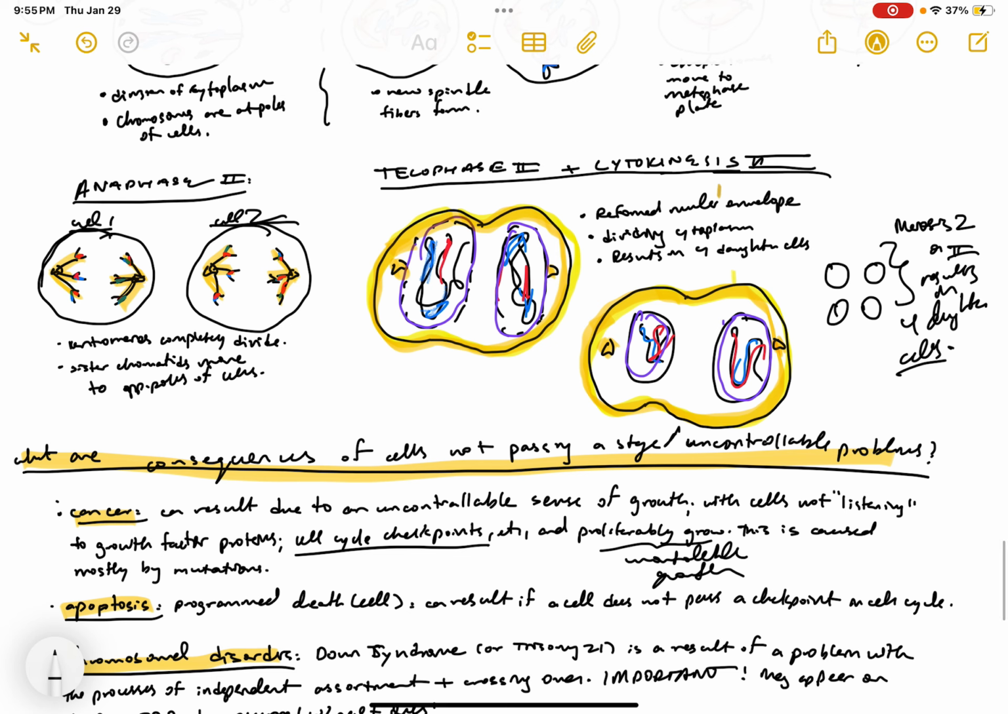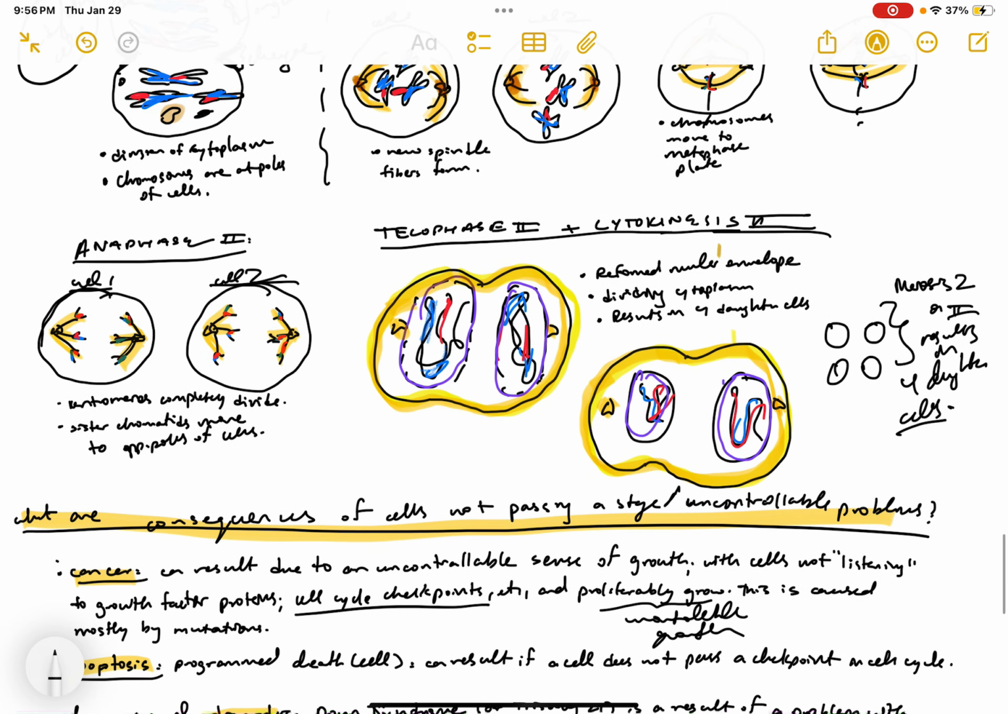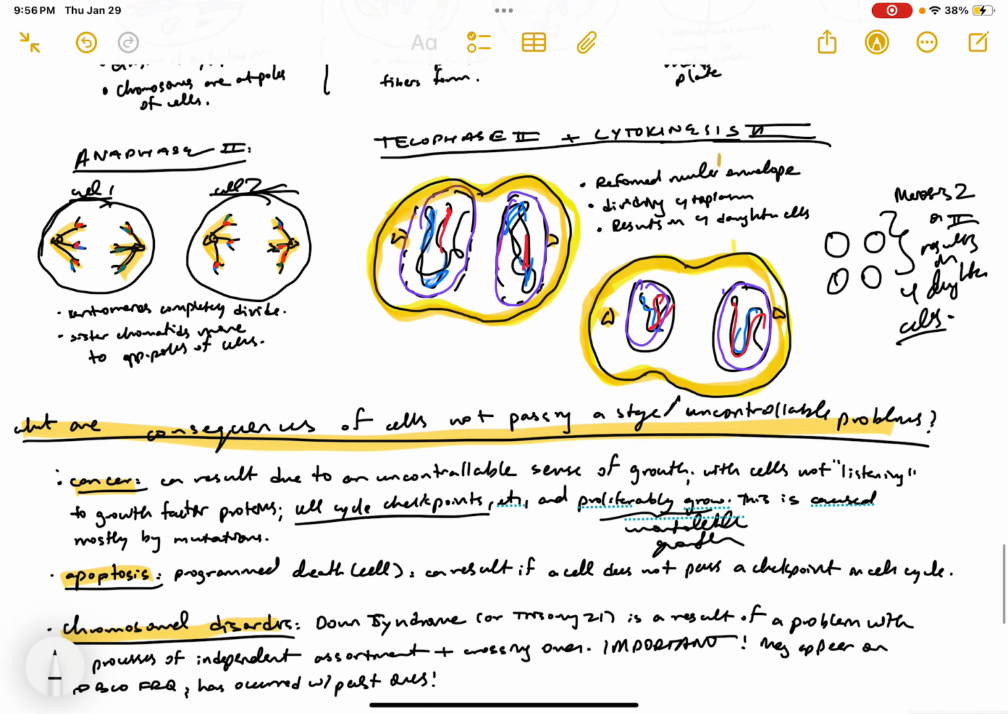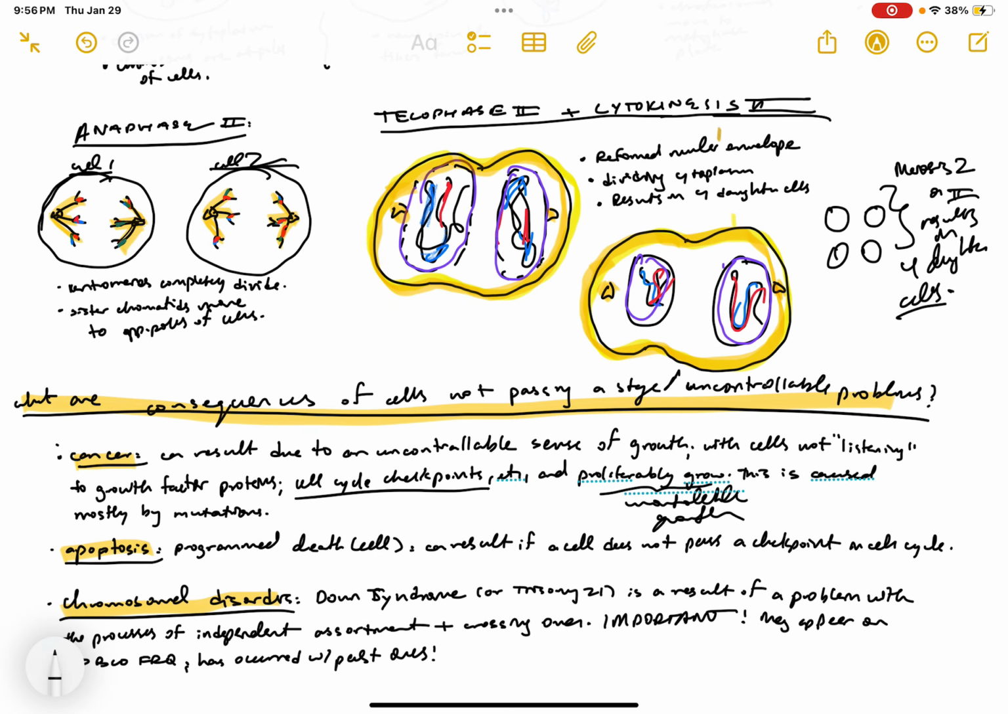Then there is apoptosis, which is programmed cell death. This can result if a cell does not pass a checkpoint in the cell cycle. So it automatically kills itself, because it releases enzymes that produce proteins that eat the cell and the genetic information of the cell.